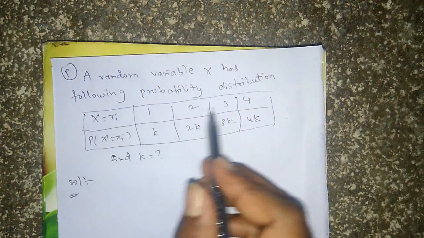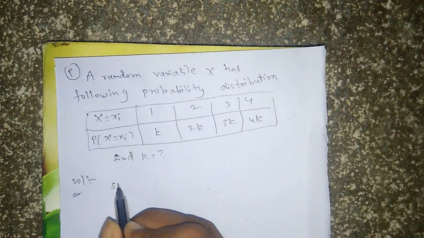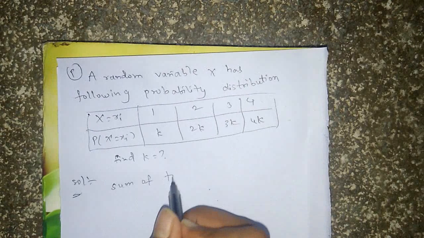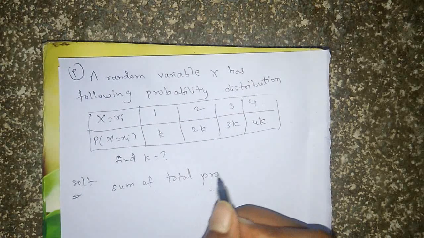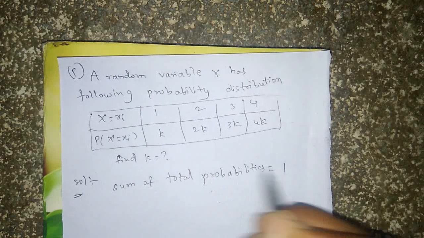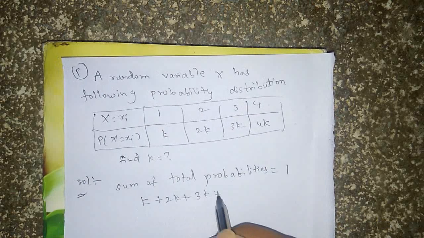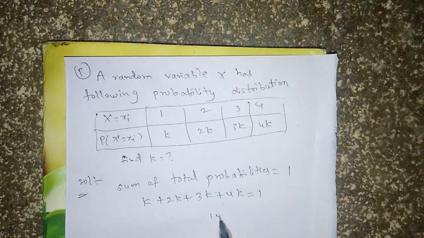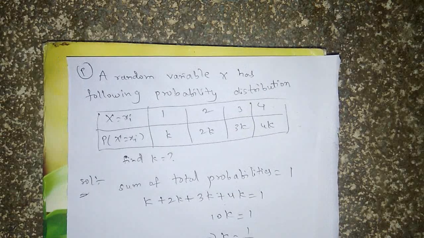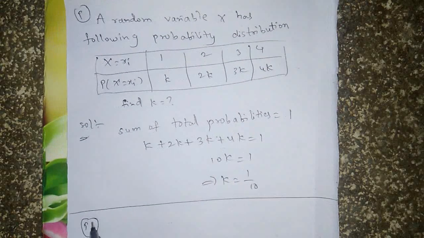So this is a random variable, the range is given, and the corresponding probabilities are given. We know that the sum of total probabilities is equal to 1. That is k plus 2k plus 3k plus 4k is equal to 1. That is 10k is equal to 1, which implies k is equal to 1 by 10.